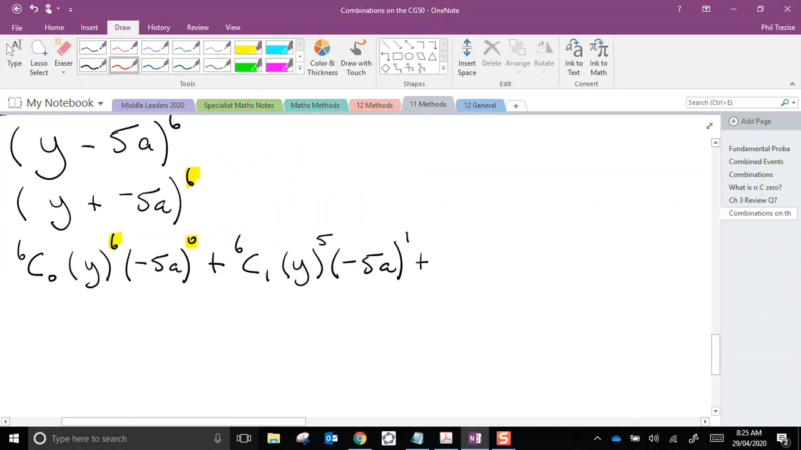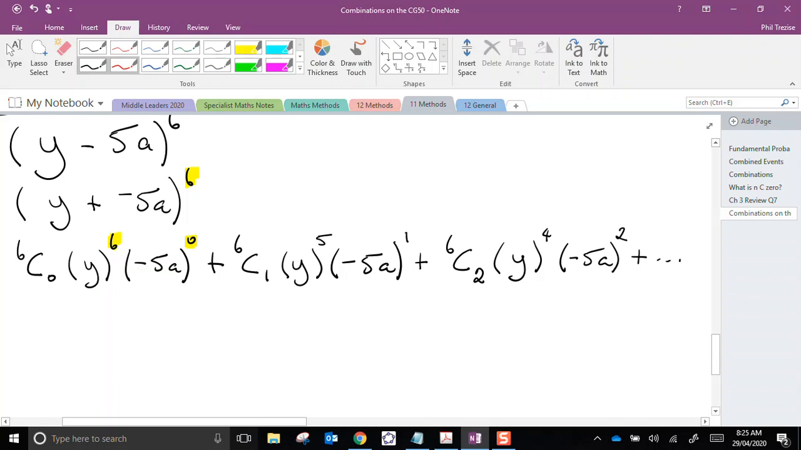Let's just do one more. So we have 6c2, y to the power of 5. My mistake. Just told you not to do that, and I did it myself, didn't I? So the power of 5 there reduces to a power of 4, and the negative 5a is the second part, and the power of 1 increases to a power of 2.